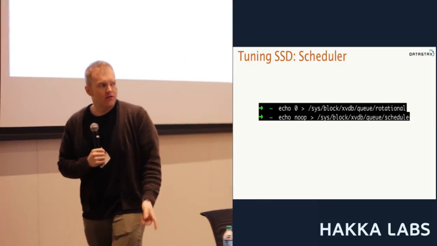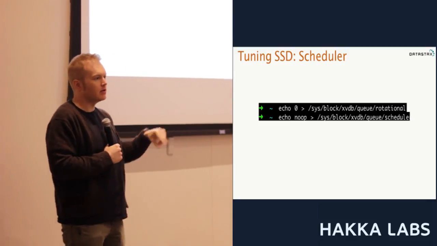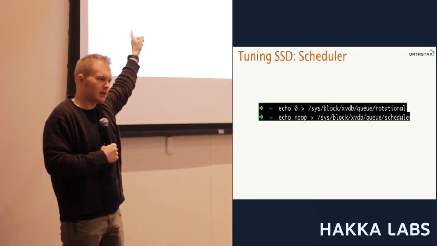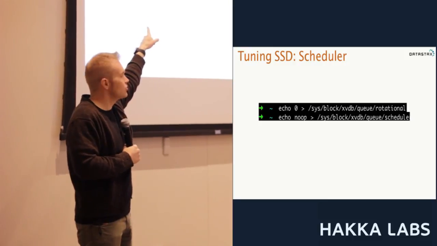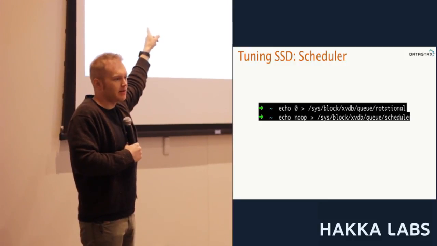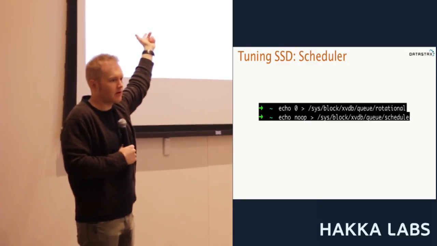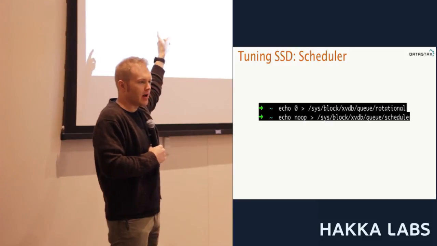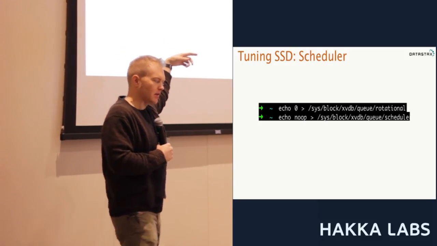Same thing for schedulers. The disks have schedulers associated with each one. You need to tell it to use noop, and that this is not a rotational disk. Unfortunately, these settings are reset with every reboot, so you want to put that in your startup scripts. Again, you want to do this for every single drive, both the RAID volumes and the underlying disks.